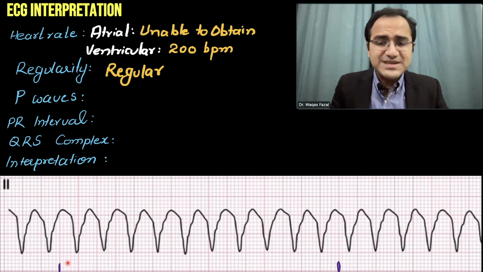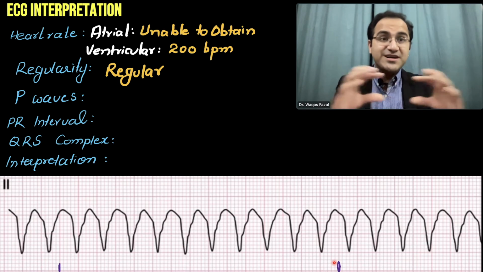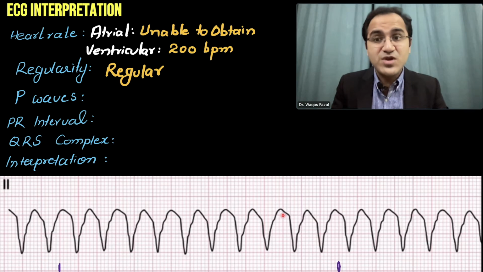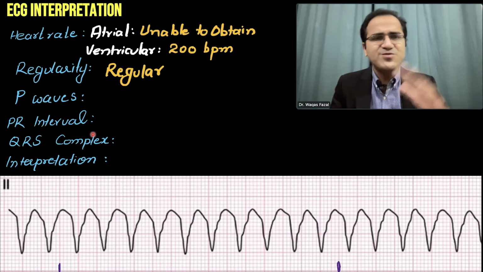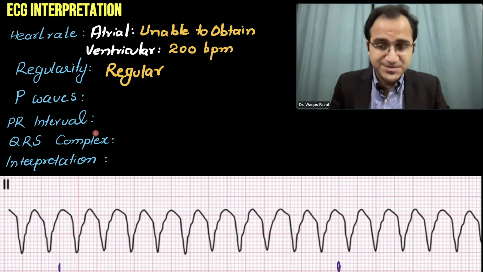I have talked about the 6-second method of heart rate calculation in detail in my video on rhythm determination. I have actually talked about regularity, P waves, PR interval, and QRS complex in detail in that video. The link of that video is given in the description.